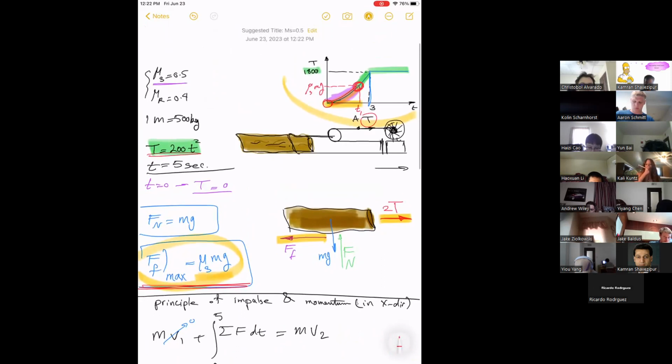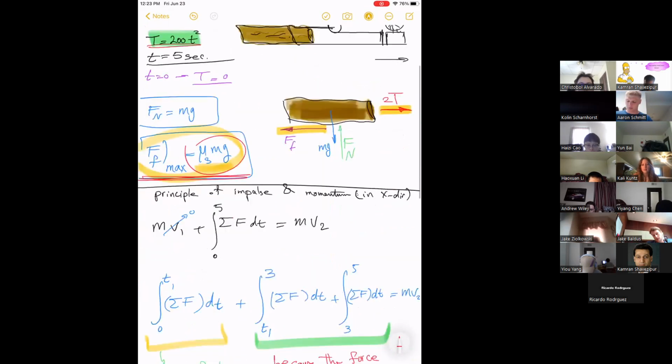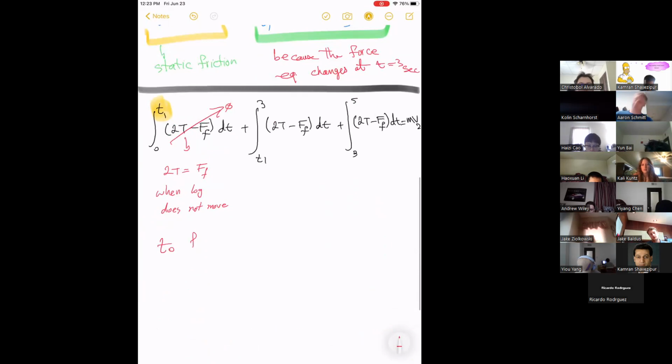Because I have to reach this point, now look at the screen, please. This is the point that your 2T force equals the maximum friction. So technically, to find T1, which is the startup motion of the log, 2T should be equal to mu s mg. And remember the equation for 2T was 200 T squared. This is going to be T1, mu s mg.